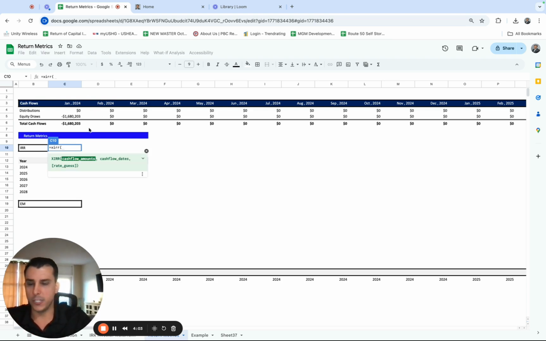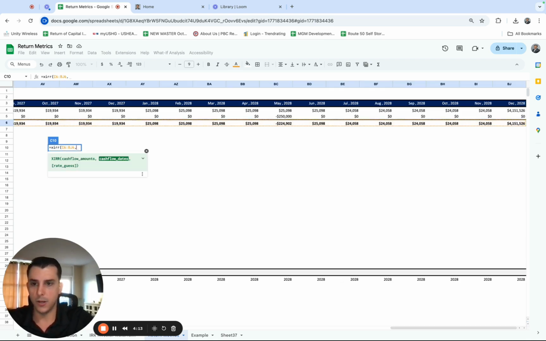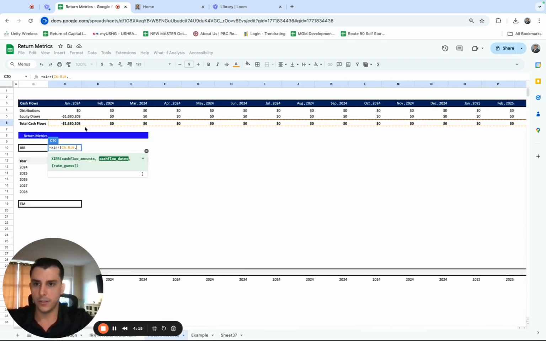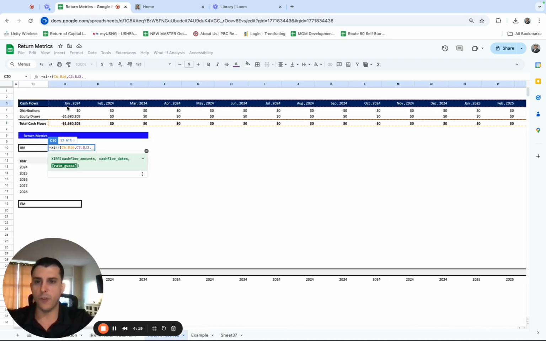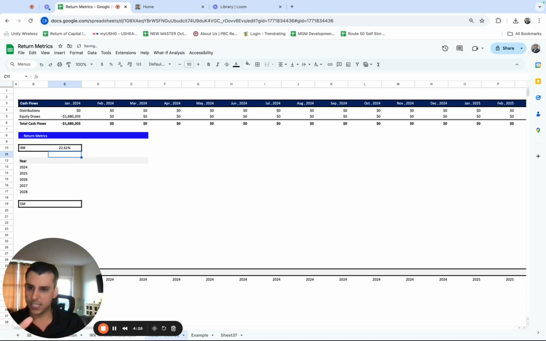So what you're going to do is first put an array of the cash flow amounts. So we're going to do over here, and remember, these are the total cash flows, comma, the cash flow dates, comma, and then there's a rate guess. I don't know why they do it. I throw in some random number, 0.3. That's going to be at 22.61. So that's how you calculate the IRR in Excel or in Google Sheets.